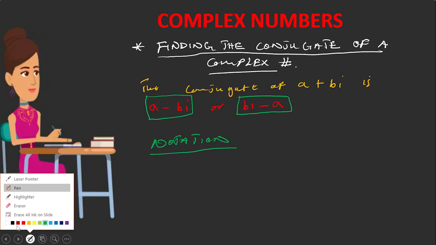Given that z is equal to, let's say you have 3 minus 7i, and then the question is find z bar. Okay, so if you come across a question where there is a bar like that, this bar is just telling you that you are looking for the conjugate.